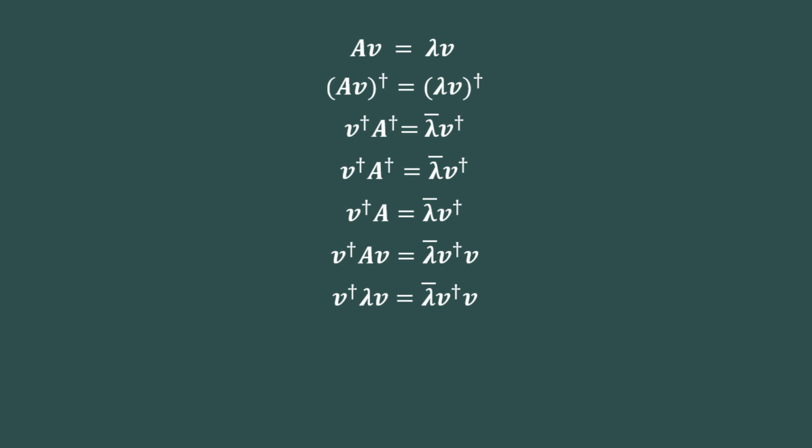Simplifying further, we bring λ out as a scalar. The left-hand side becomes λ times the conjugate transpose of v times v. Meanwhile, the right-hand side remains the conjugate of λ times the conjugate transpose of v times v.